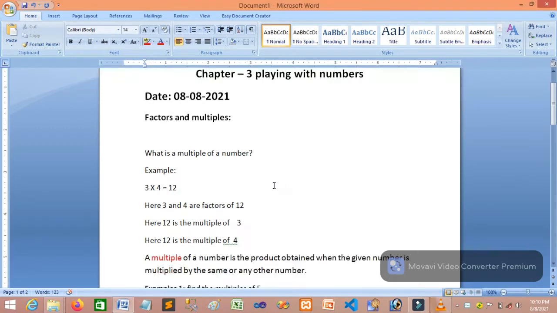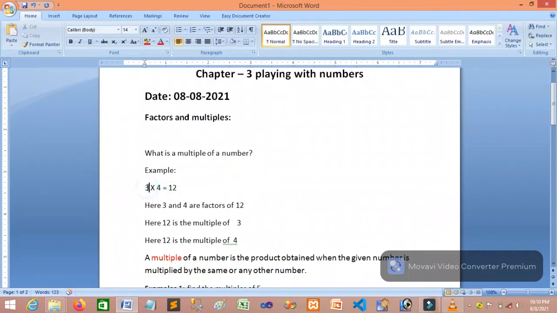Here I have an example: 3 and 4. 3 multiplied by 4 is equal to 12. So here 3 and 4 are factors, and 12 is the multiple of 3 and 4. 3 and 4 are the factors, but 12 is the multiple, because when we multiply the two numbers 3 and 4, we get a product. That product we call a multiple. So today in this video we will talk about multiples.